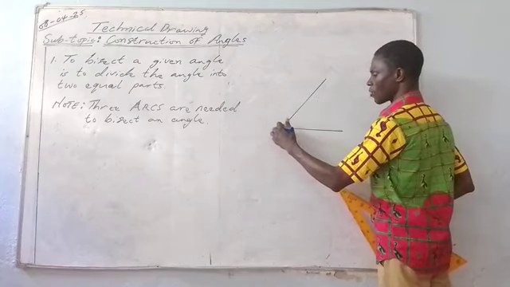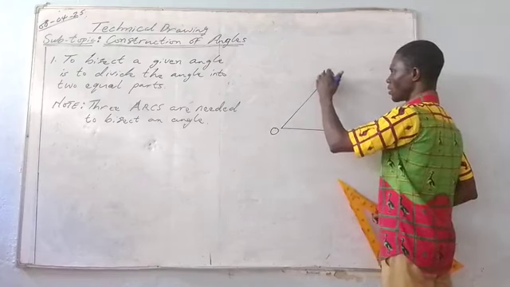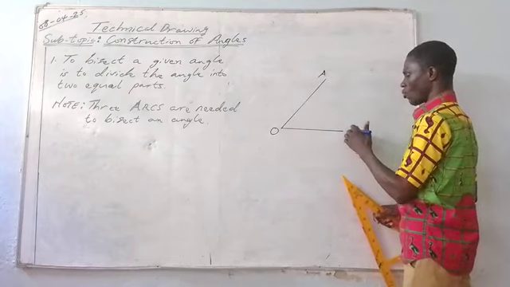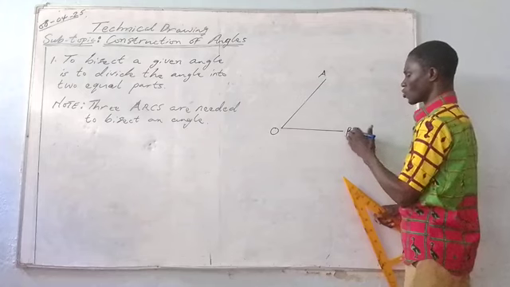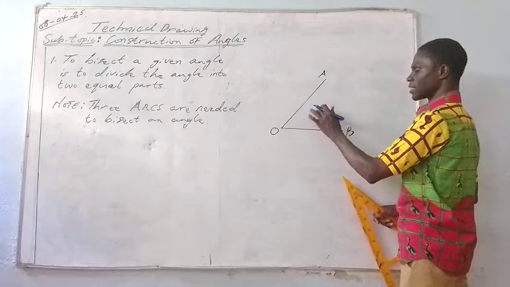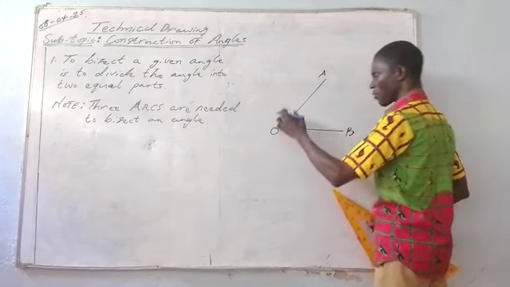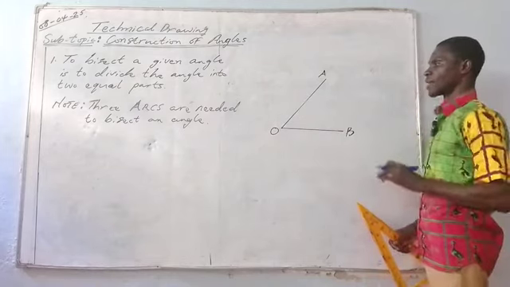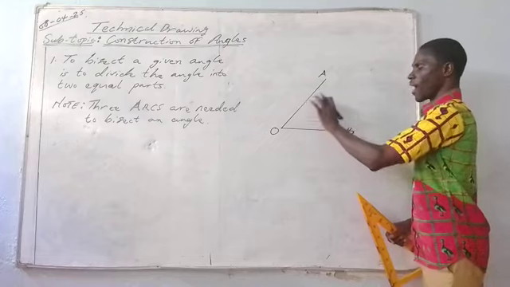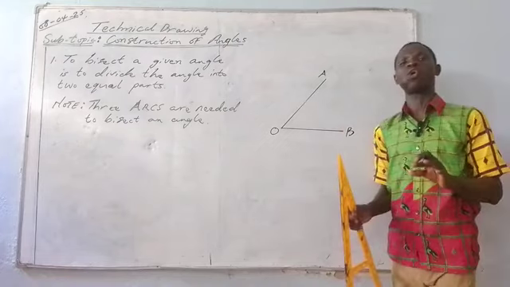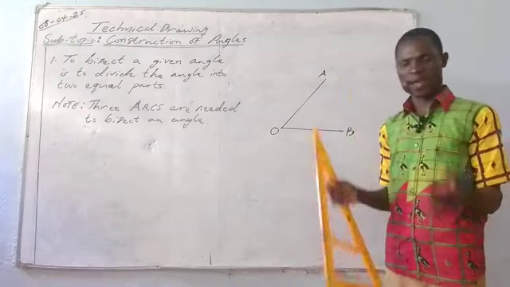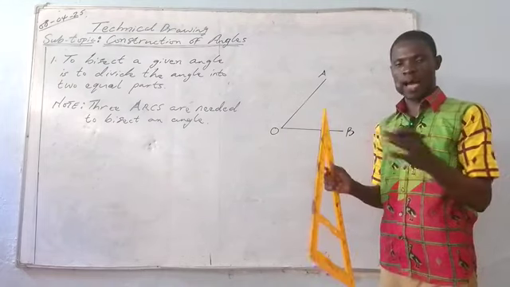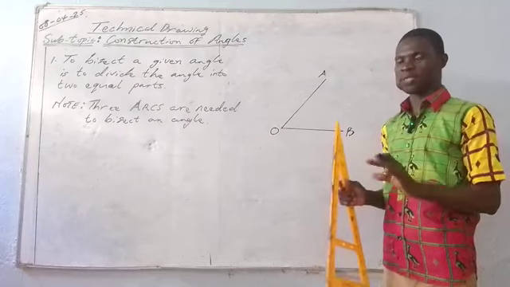So we have line OA, and then we have line OB. The space inside here is an angle, or it can be outside. We are going to make use of the one inside. So an angle has been formed here, which we do not know its size. Let us keep that in mind.